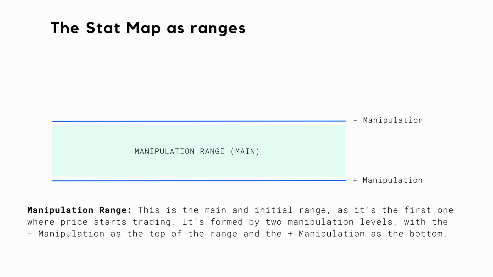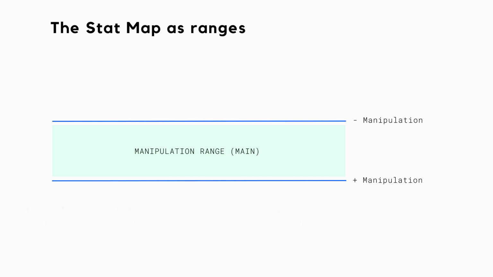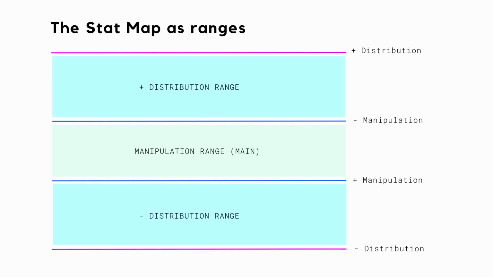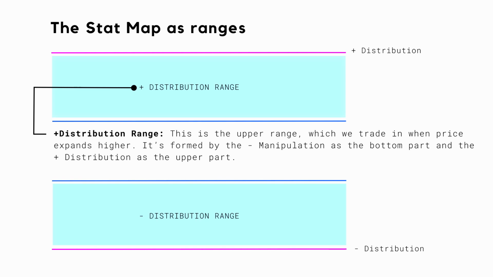Manipulation range. This is the main and initial range, as it's the first one where price starts trading, and it's formed by 2 manipulation levels, with the minus manipulation level as the top of the range and the plus manipulation level as the bottom one. Then we have 2 distribution ranges. The plus distribution range is the upper range, which we trade in when price expands higher. It's formed by the minus manipulation as the bottom part and the plus distribution as the upper part.